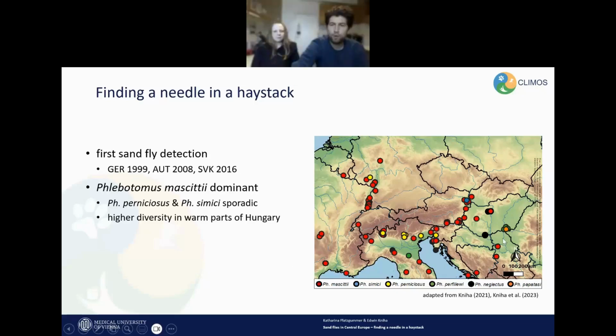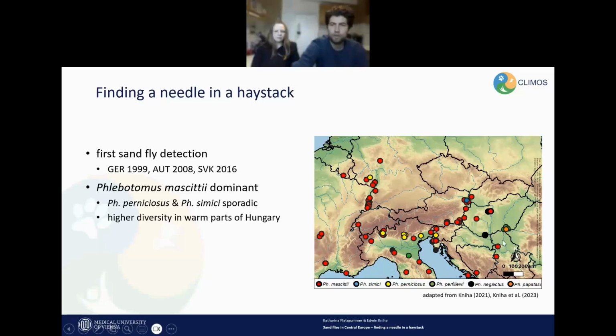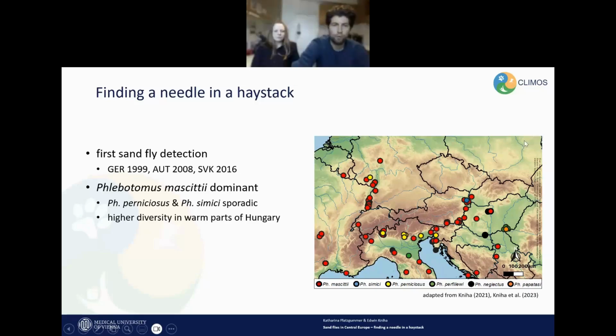And if you have a closer look on the map, you will see that, for example, in warm parts of Hungary, we have even more species, and also going more south, here in Italy and Slovenia, we have more species present. But the Central European sandfly fauna is very restricted, and in principle, only one species is predominantly present.